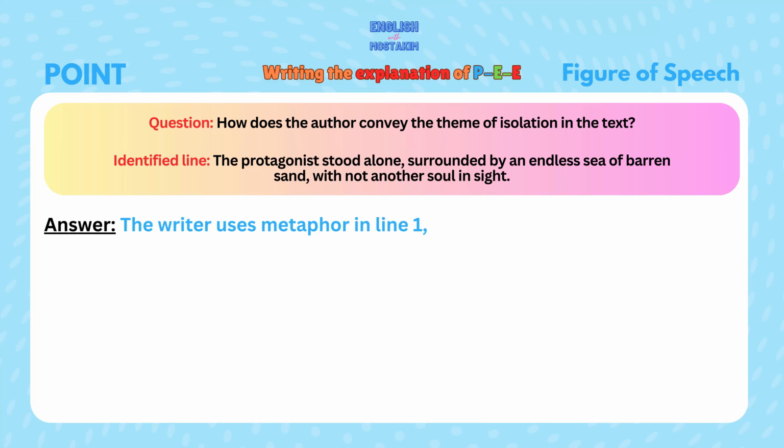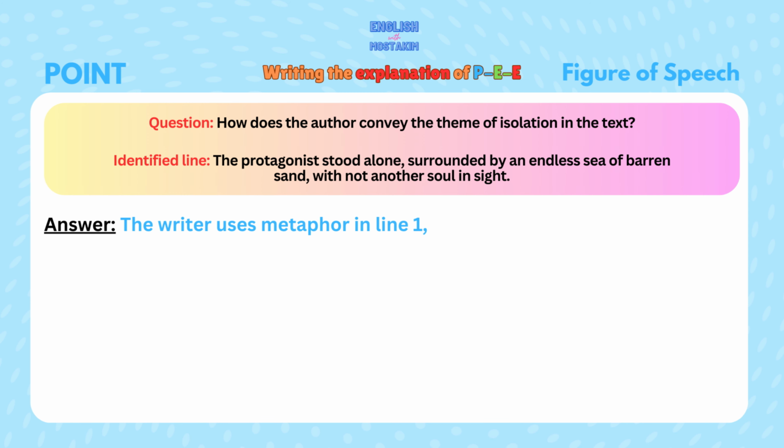There is no sea that has an endless amount of sand. That is not a sea, that is a desert, but we can see that a comparison was made. So this is not a normal comparison, this is a metaphor. So the writer here uses metaphor, and then we can mention which line number it was taken from. So we can write the writer uses metaphor in line 1.